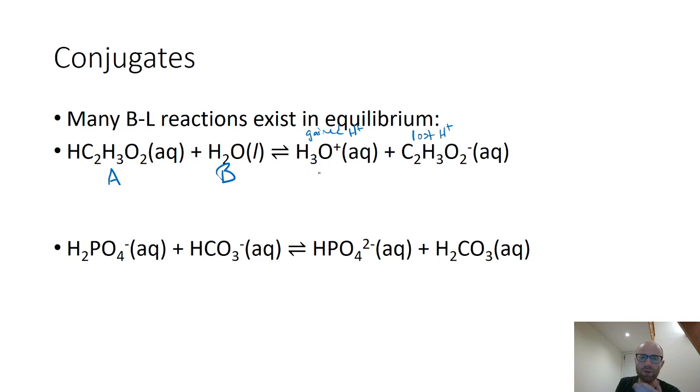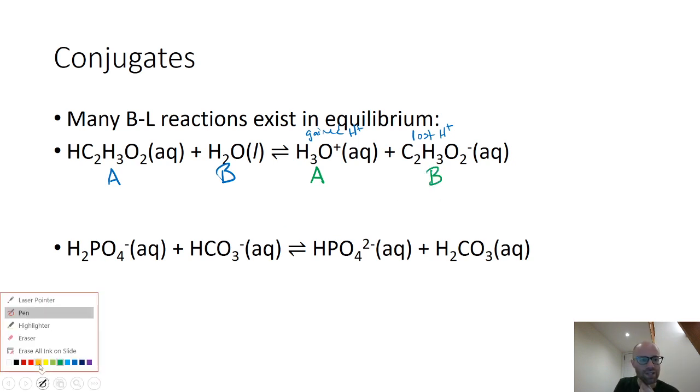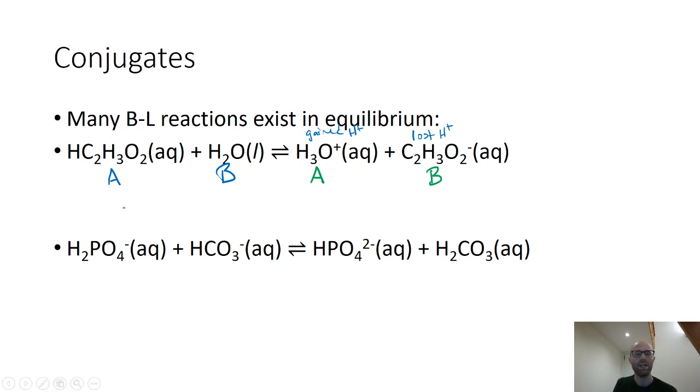So if we were to just look at the reverse reaction, the H3O+ becomes H2O. Well, it lost an H+. That makes, in the reverse direction, H3O+ an acid. And then C2H3O2- becomes HC2H3O2, so it gains an H+. That would make this a base. So interestingly, in Brønsted-Lowry reactions, particularly the ones that are in equilibrium, in the forward direction, the substance that is acting as an acid actually acts as a base in the reverse direction.